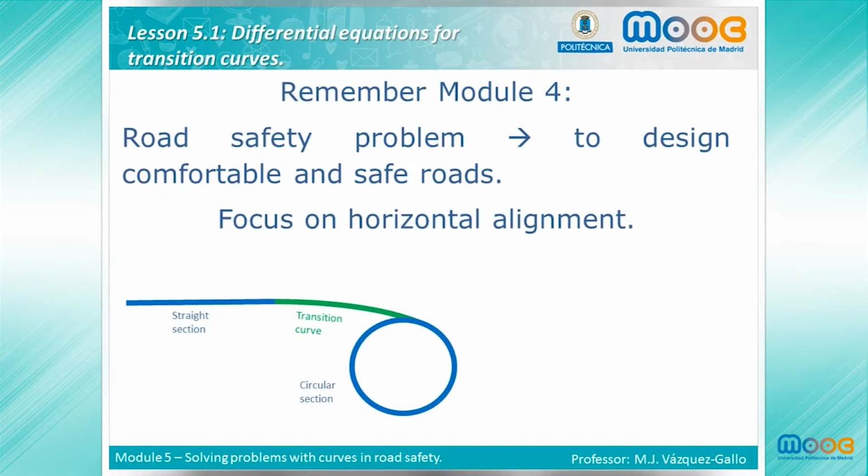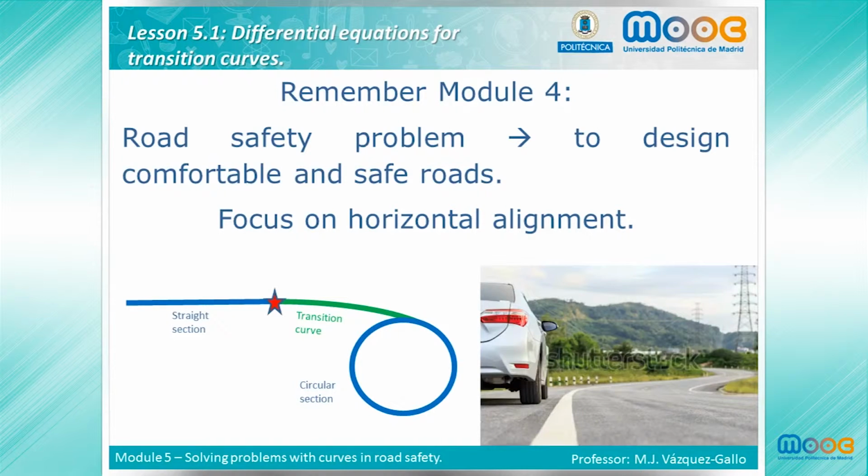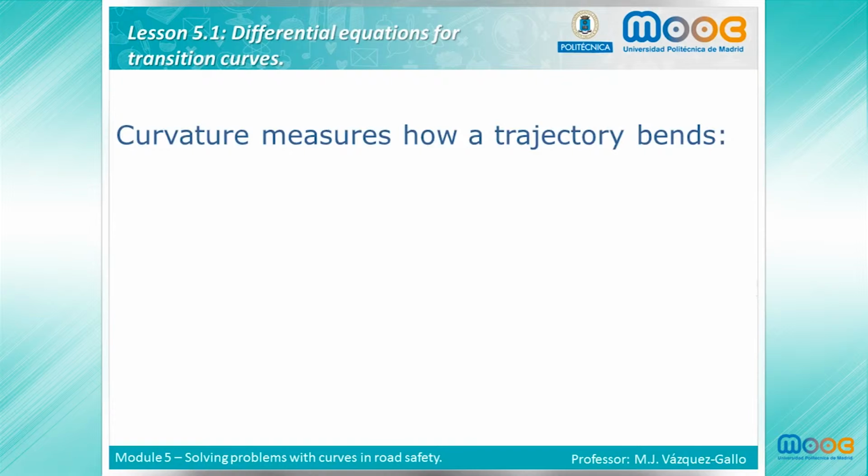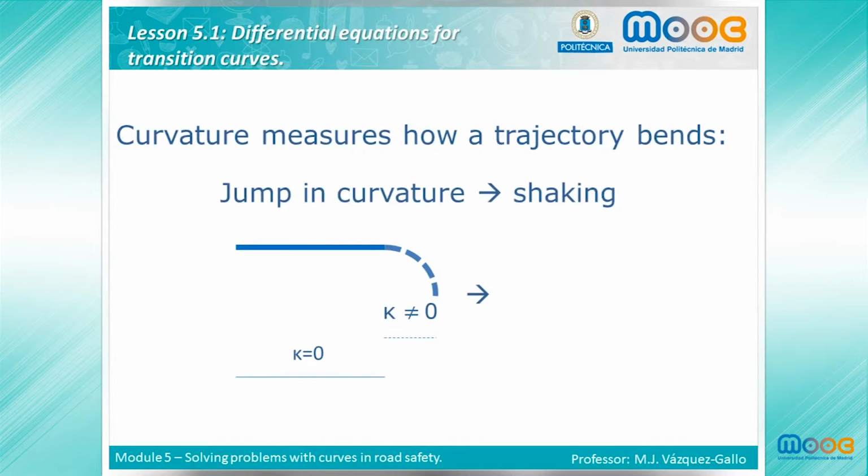In the previous module, we wanted to design comfortable and safe roads, and we focused on horizontal alignments. The curvature of a curve is the size of the change of tangent direction. In this way, curvature measures how the trajectory bends. On the other hand, it holds that centrifugal acceleration is proportional to curvature, so a jump in the curvature produces a shaking.